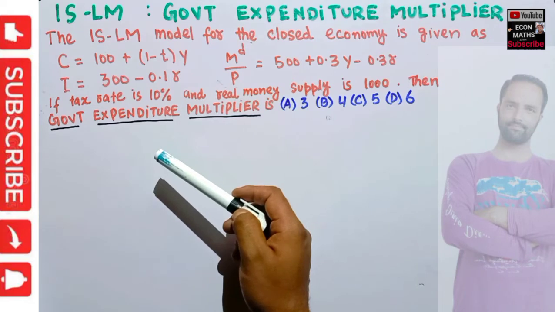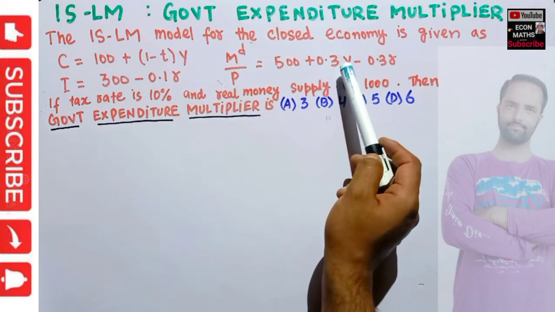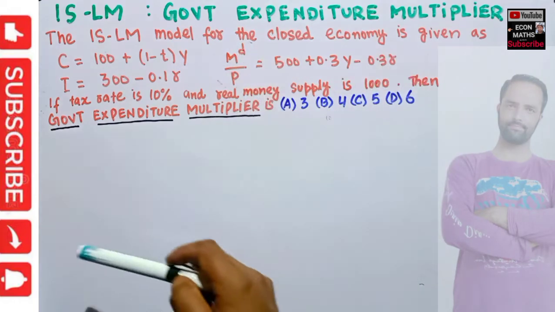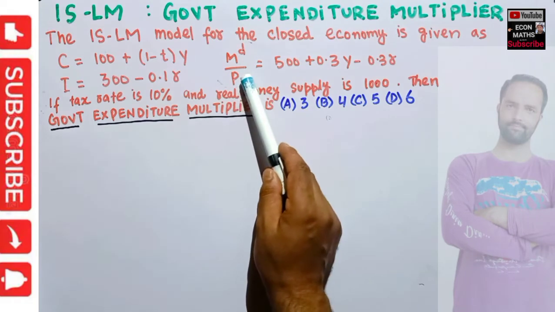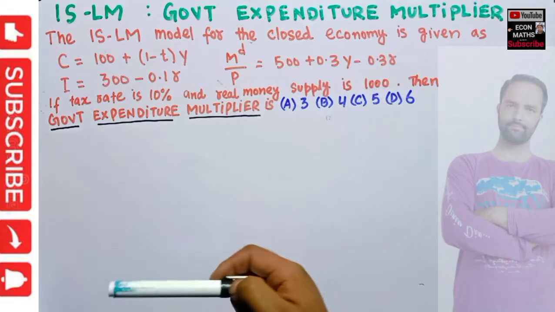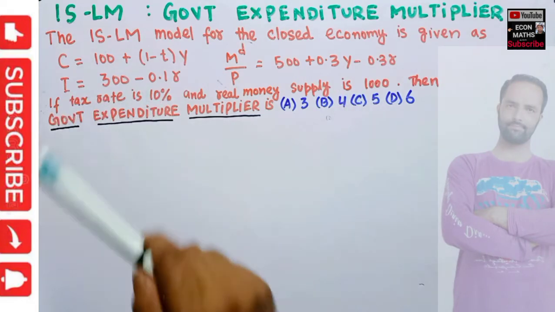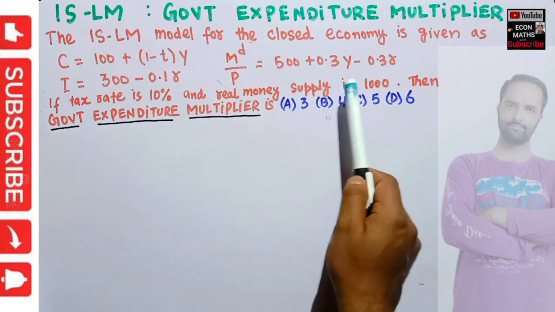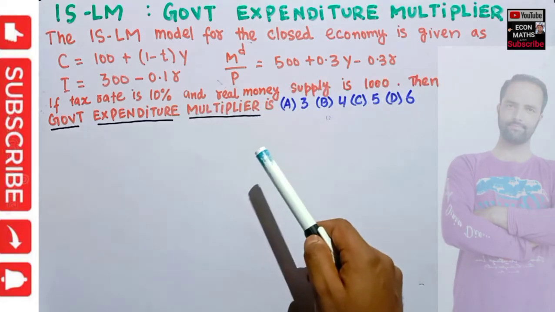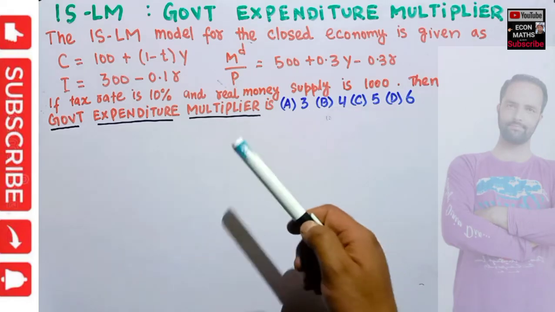Also, we are being given Md upon P is equal to 500 plus 0.3Y minus 0.3r. Md denotes our money demand, P is the price level, and obviously Y is our output and r is our real interest rate. We are further being told that if the tax rate is 10% and real money supply is 1000, then the government expenditure multiplier is, the options are 3, 4, 5, 6. We need to find out the government expenditure multiplier.